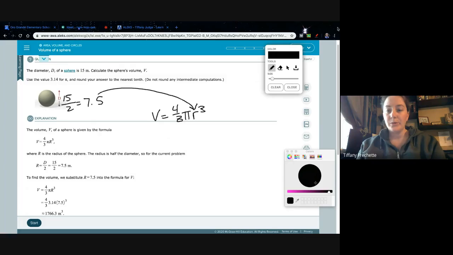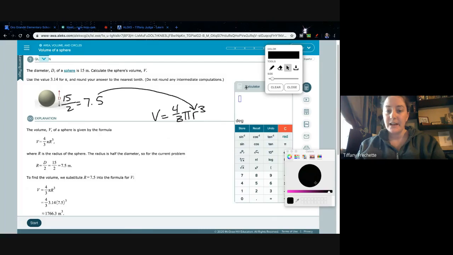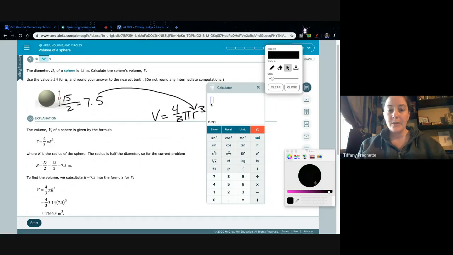And when we go through, the ALEKS calculator is really nice about this, it will show you everything you type in. So I do suggest using this one, because there's my 4/3. And then instead of pi, they're asking me to use 3.14 times 7.5, and I'm putting in parentheses just to make sure that it knows what I want. Then I hit this little button here, the XY, put a 3 for my exponent, and hit equals. And there you go. It does it for me.